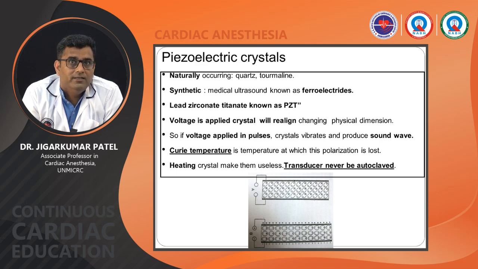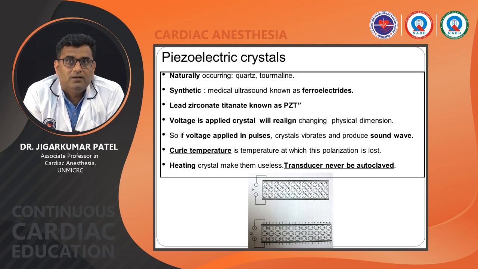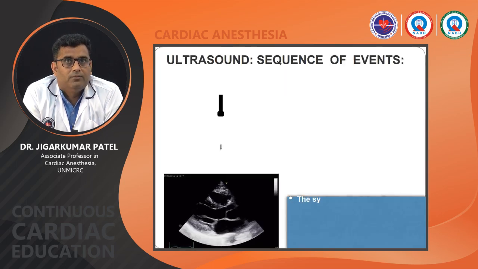So if voltage is applied in pulses, then the crystal vibrates and produces sound waves. Similarly, when a sound wave is received by this crystal, it produces electric charge, and this helps in production of the image. Now an important point is the Curie temperature. It is the temperature at which this polarization is lost. So heating this crystal makes it useless. So a transducer must never be autoclaved.